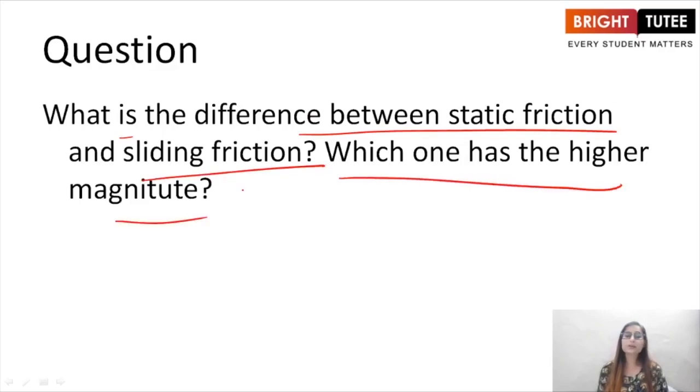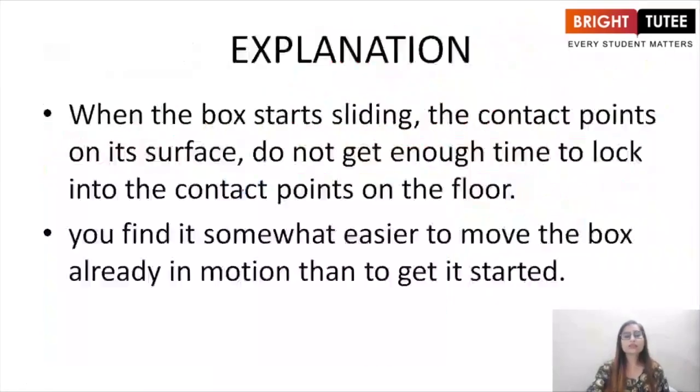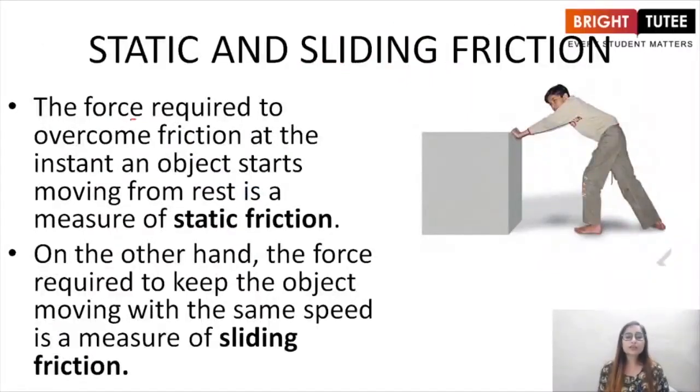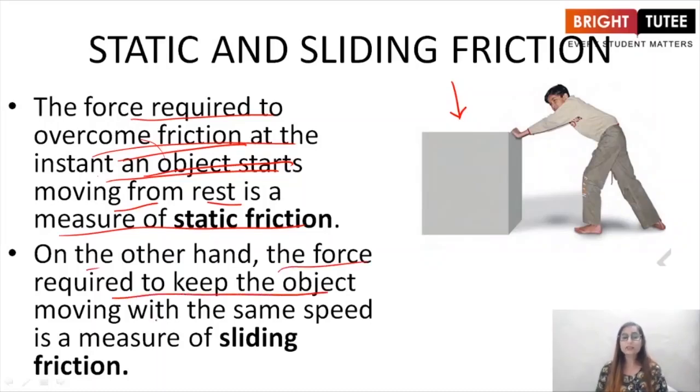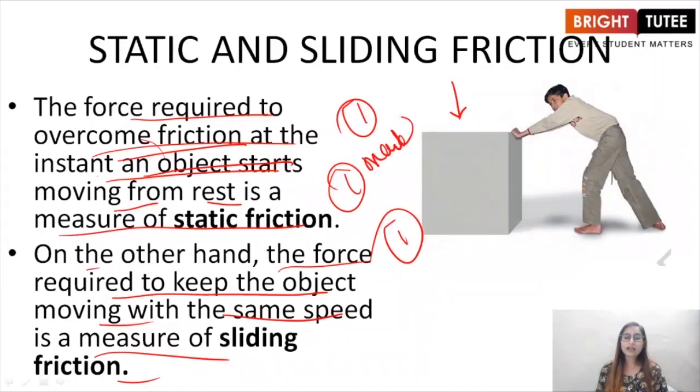Fifth question, what is the difference between static friction and sliding friction? Which one has the higher magnitude? So let us just study here. The force required to overcome friction at the instant an object starts moving from rest, as you can look at the picture, is called static friction. On the other hand, the force required to keep the object moving with the same speed is the measure of sliding friction. So 1 mark each for definition and 1 mark for the answer, which is asking which friction is higher.